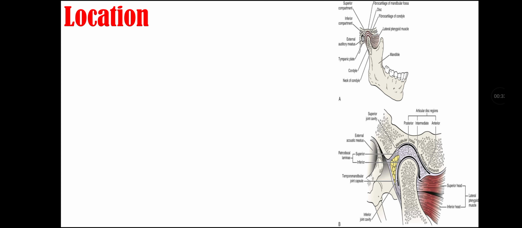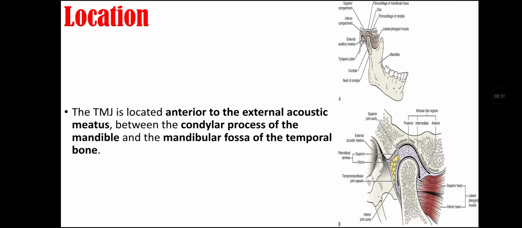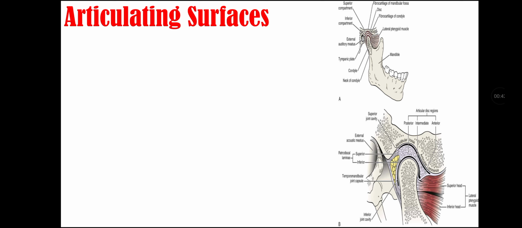Location of temporomandibular joint. TMJ is located anterior to the external acoustic meatus between the condylar process of mandible and mandibular fossa of temporal bone.